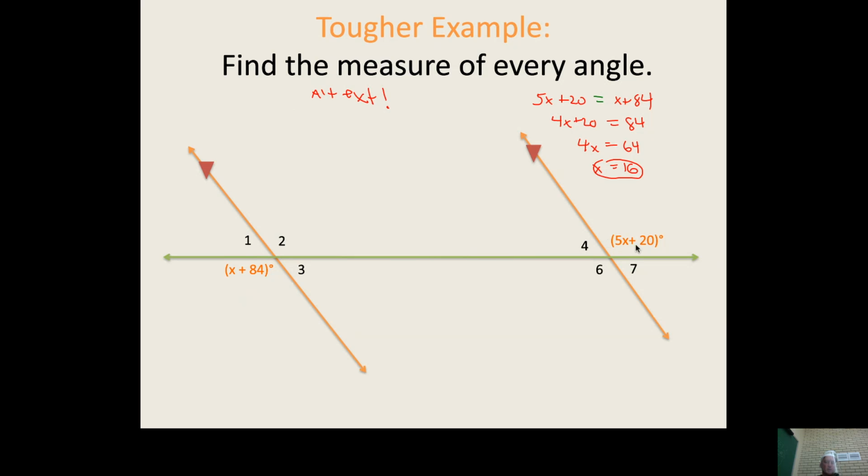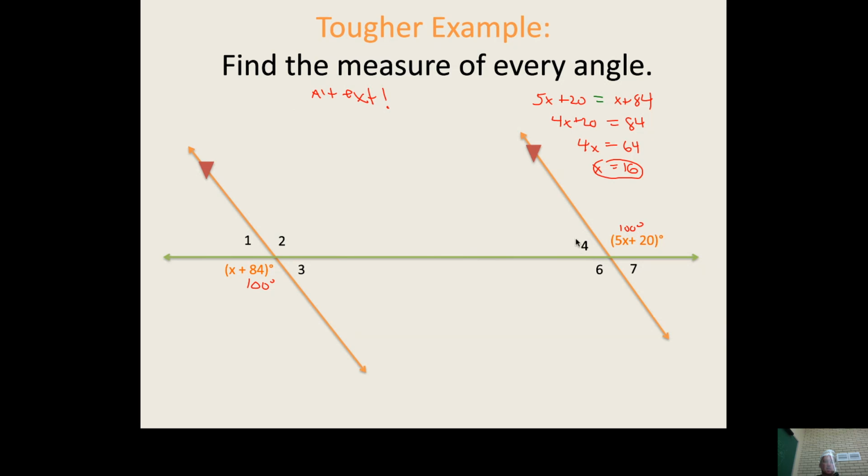That doesn't mean these angles are 16 degrees. Notice how that's an obtuse angle. That doesn't mean 16 is wrong for x. You need to plug it back in. What is 16 plus 84? It's 100 degrees. What about 5 times 16 plus 20? It also gives you 100.